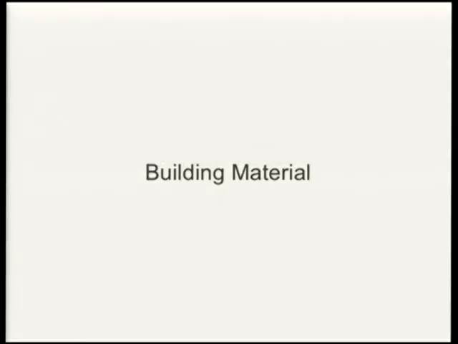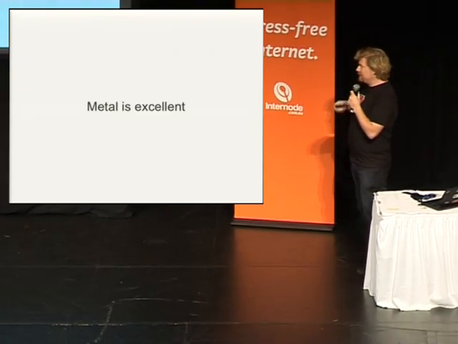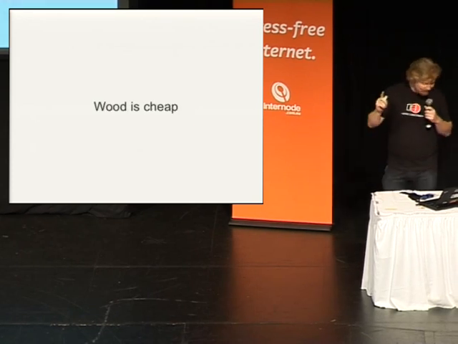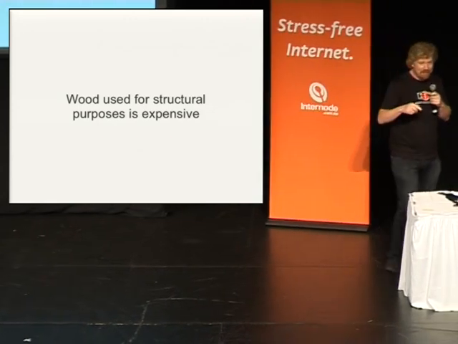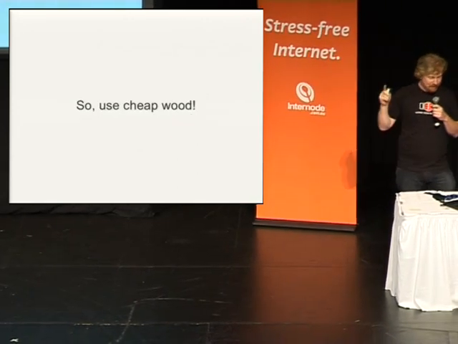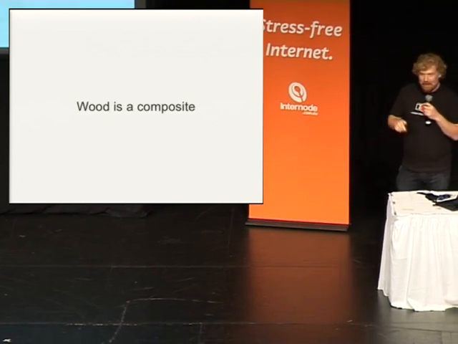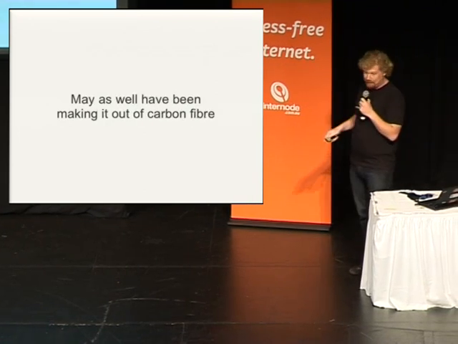Anyway, what do you do for building material? Well, of course, metal is excellent, has very predictable stress qualities, so you're not going to kill people, because apparently that's bad, but wood is cheap. Wood used for structural purposes is expensive, so the stuff that you use to build your house, that costs money, so use cheap, shitty wood. Downside, wood is a composite. So this has a whole bunch of different properties than metal. So essentially, we may as well have been making it out of carbon fiber.